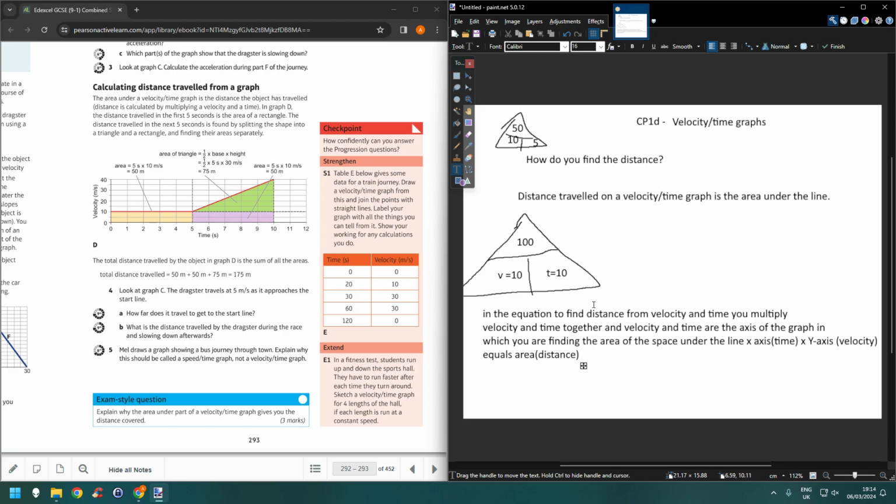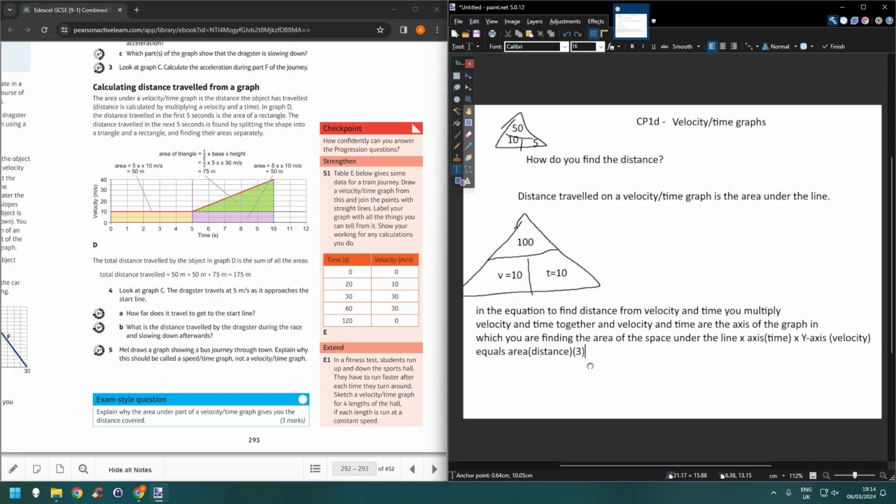So let's find out the marks. First mark for stating the equation, second mark for noting that you multiply velocity and time in the equation, and third one for stating the relation to the x-axis and y-axis equaling the distance and the area. So that would be our 3-mark answer.